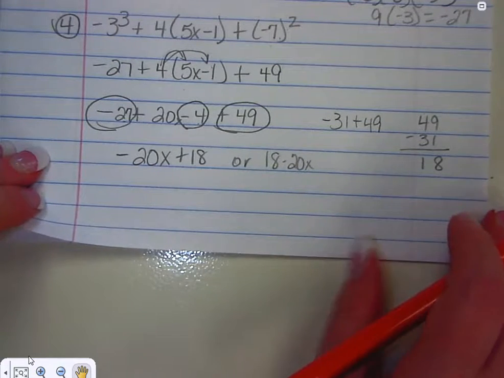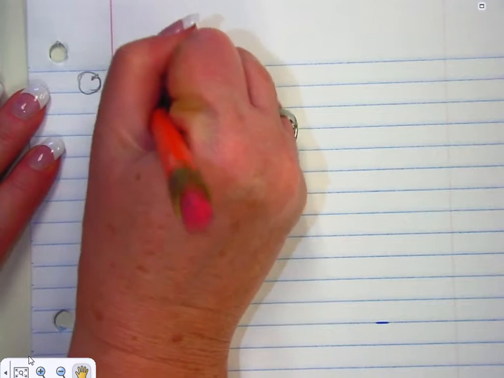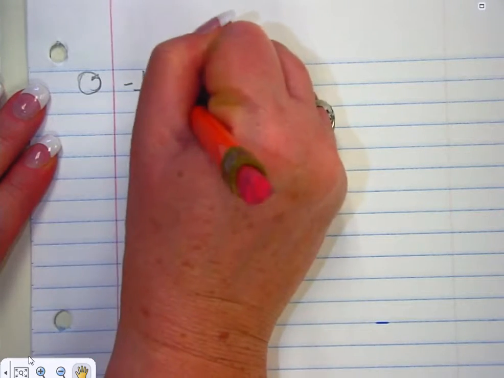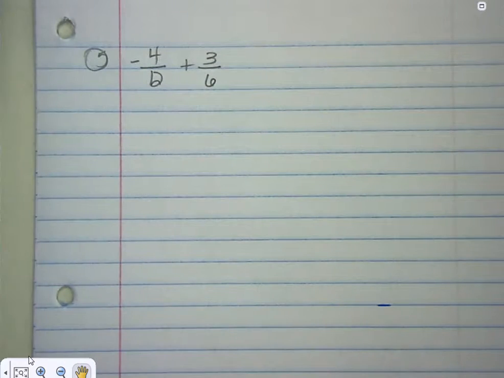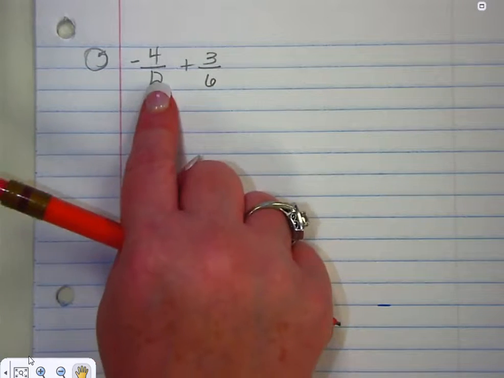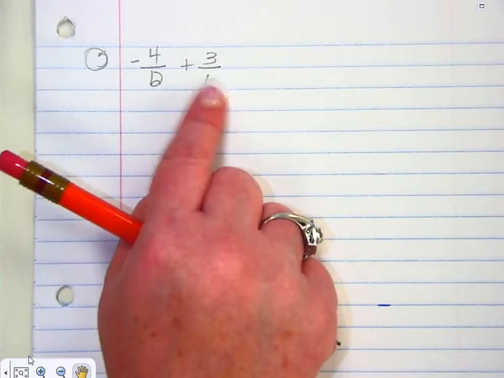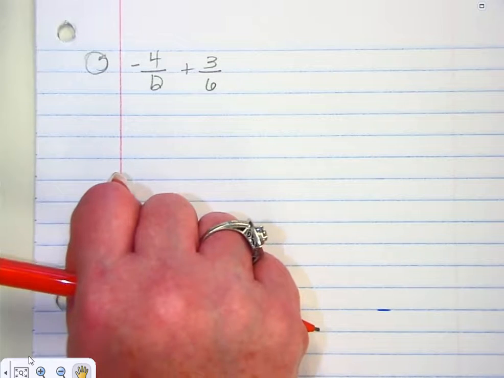Any questions about number 4? All right, let's look at number 5. Negative 4/12 plus 3/6. So the first thing is I need to find common denominators. There's two different ways you could do this. You could change this to where the denominator is a 6, or change this to where the denominator is a 12. Which way do we want to do it?